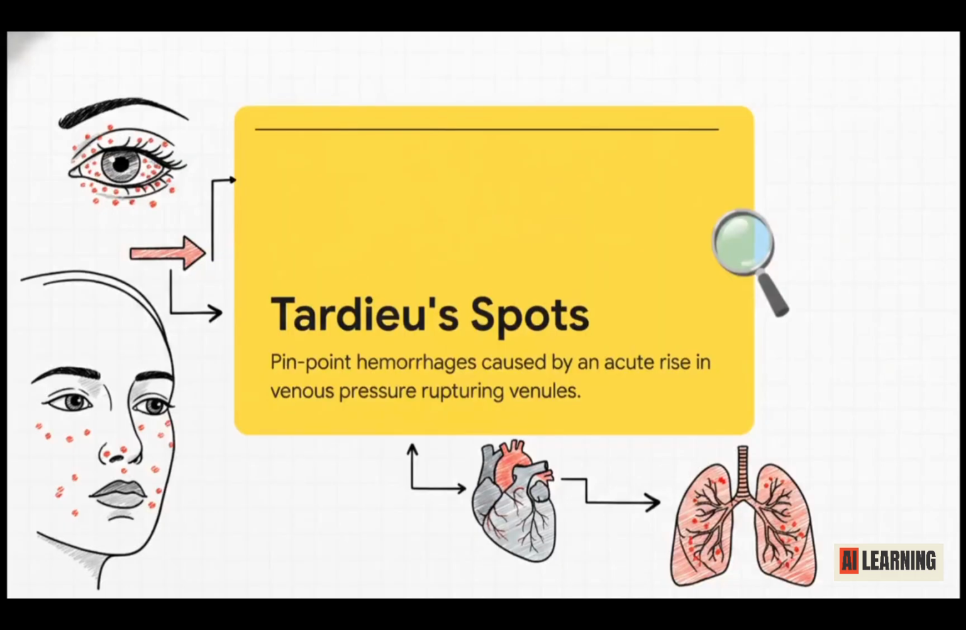Let's zoom in on one of the most famous forensic indicators you might have actually heard of, Tardieu spots, or petechial hemorrhages. Think back to that vicious cycle of failure we talked about. When oxygen drops, capillaries dilate and blood pools. Well, this causes an acute, massive spike in venous pressure. The pressure gets so incredibly high that the super thin walls of the body's tiny venules literally just burst. And that leaves behind these chilling forensic signs, these tiny pinpoint collections of blood, most often found in the eyes, on the face, or on the internal organs.